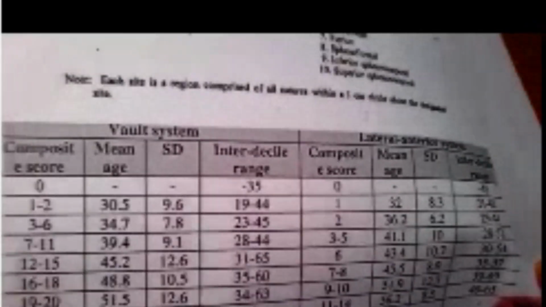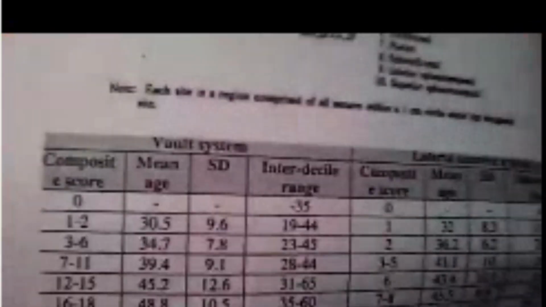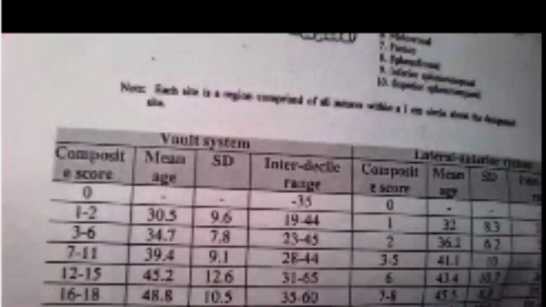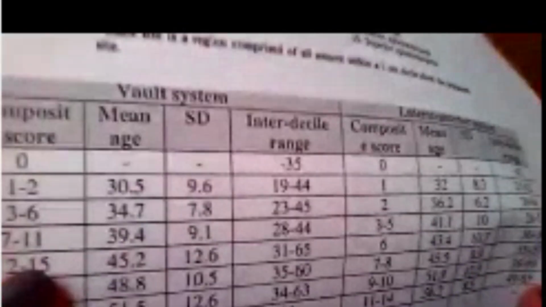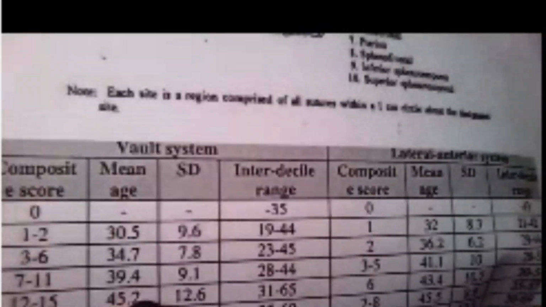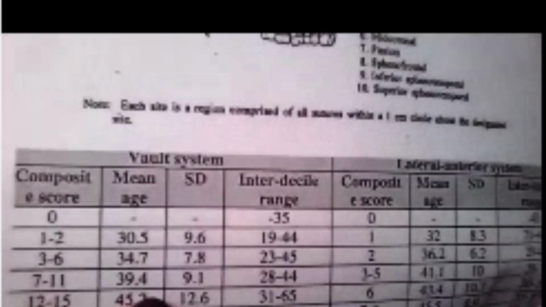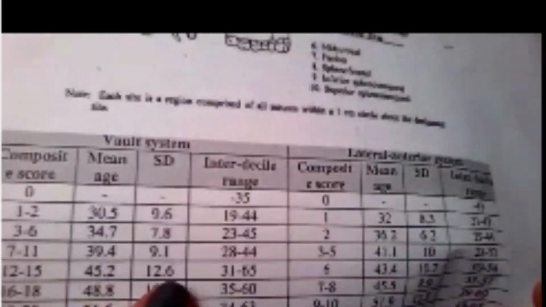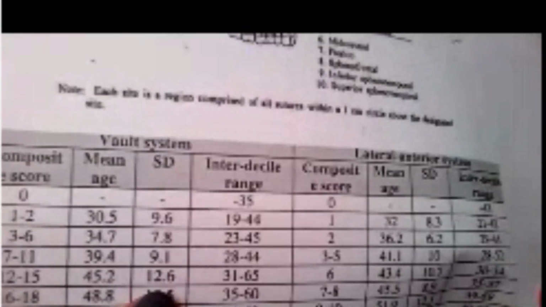Anyway, this SD that you see stands for standard deviation. To get your range, you are going to add and subtract this number from the mean age. So let's say the person scored between 12 and 15 for their composite score. When we added everything up, we're going to follow it over, and we're going to see that it's 45.2. This is in years, by the way. When we follow it back over, we're going to see that the standard deviation is 12.6.